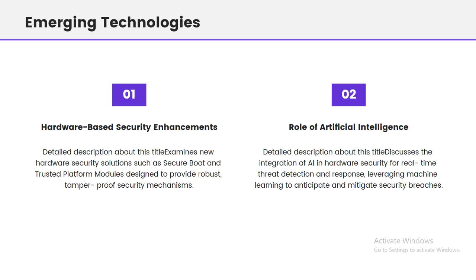Role of artificial intelligence. AI is the most dominant now. So in future also AI is booming. Detailed description about this title: discuss the integration of AI in hardware security for real-time threat detection and response, leveraging machine learning to anticipate and mitigate security threats.